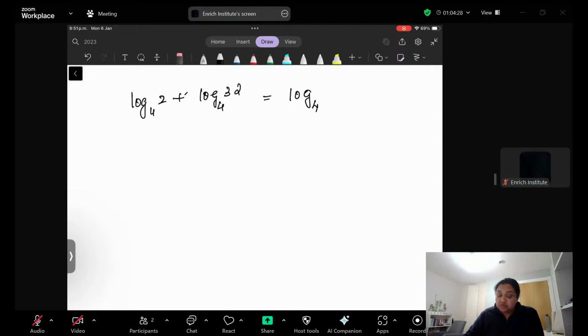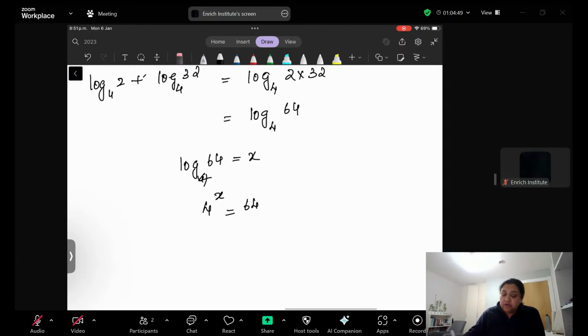So log to the base 4, 2 times 32, and that is equal to log 4, 64. Again I need to write this as log 64 to the base 4 is equal to x. Now what does this mean? It means 4 to the power of x is equal to 64. This is the definition of log.